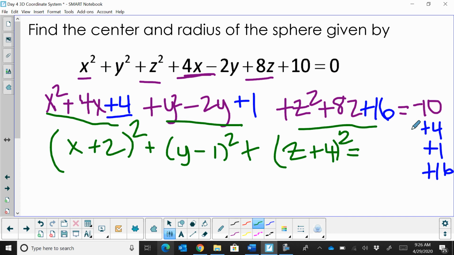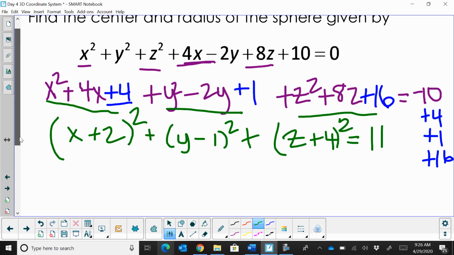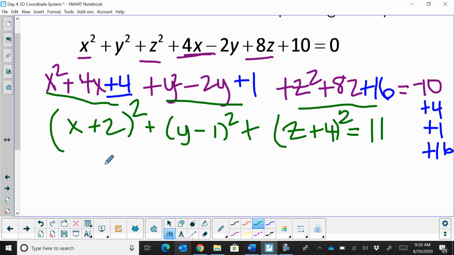Now on the right, I've got a constant. Let's say that's going to give me a positive 21 minus 10. So that's 11. Right? Does that look right? Yeah. Okay. So now I can identify my center.